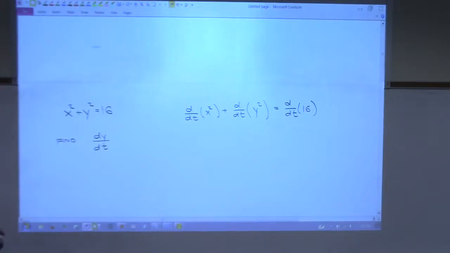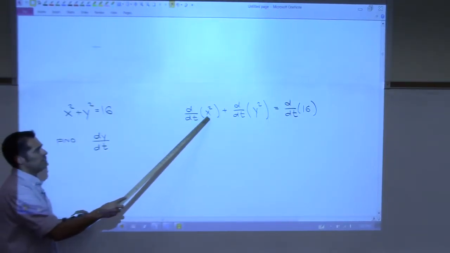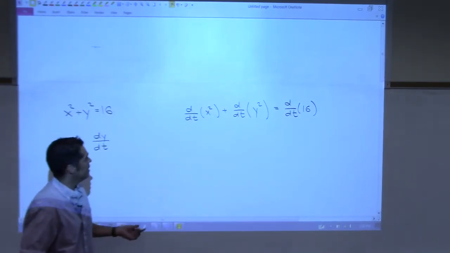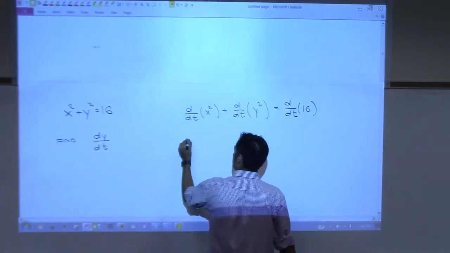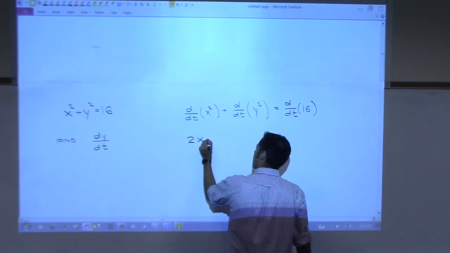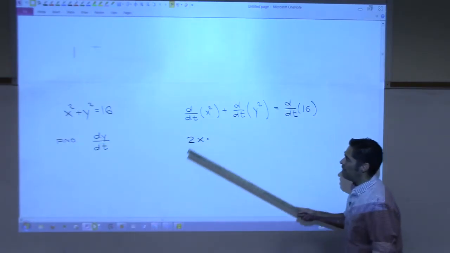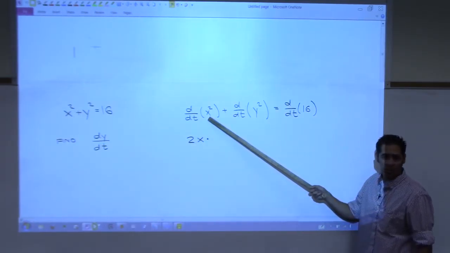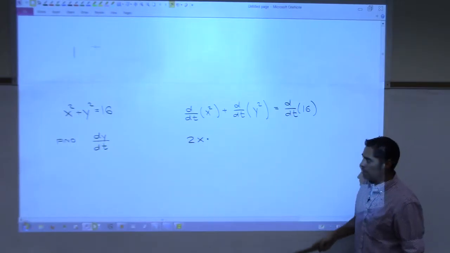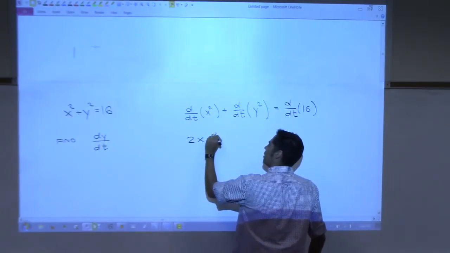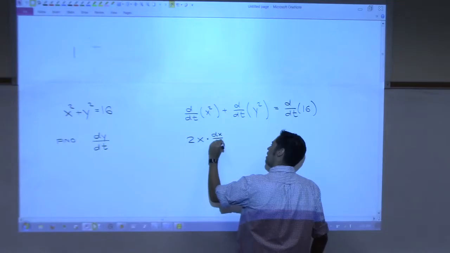But if they don't match, I have to pay attention and do the chain rule. So what is the derivative of something squared with respect to t? 2x, right? 2 times that something. But then chain rule says times the derivative of what was there on the bottom, which is x with respect to t. So this is dx/dt.